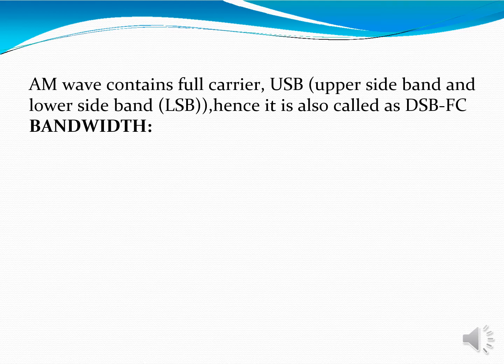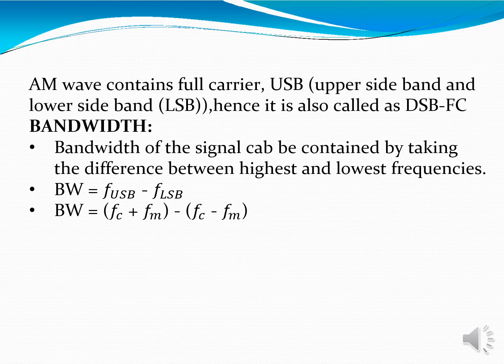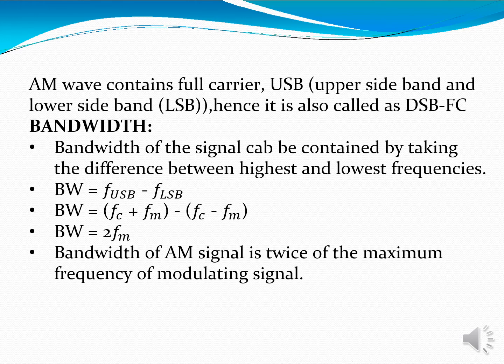Then how we have to calculate the bandwidth. So the bandwidth of the signal will be obtained by taking the difference between highest and the lowest frequency. So in that way we have to calculate the bandwidth. So that is upper sideband frequency minus lower sideband frequency will be equal to bandwidth. So for example, upper sideband we are having FC plus FM and lower sideband FC minus FM. So finally the bandwidth is 2 into FM. So the bandwidth of the AM signal is twice the maximum frequency of modulating signal.